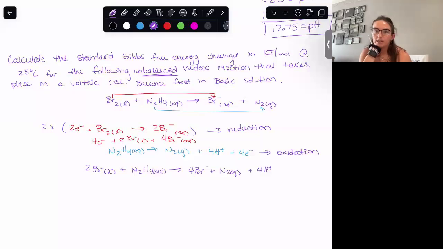Okay, are we in a basic solution yet? Did we finish balancing our equation? Right, we need to add H plus. We need to add OH minus to negate our H plus, and where are we adding that? Where and how many?